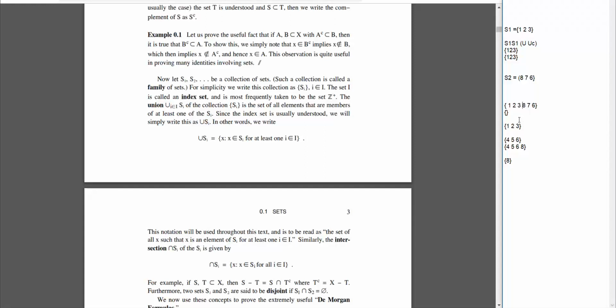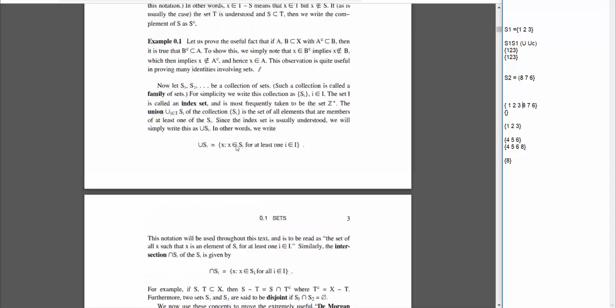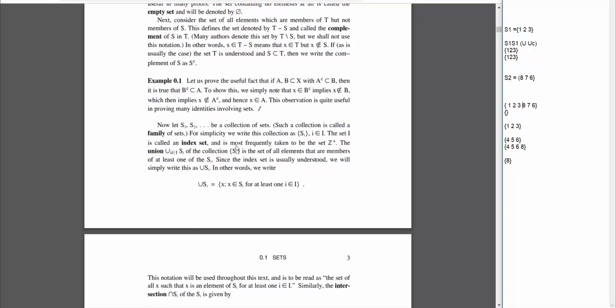But in the intersection, you could have an empty list, and for all, it should be for any element. Furthermore, sets S1 and S2 are said to be disjoint, so an intersection of S1 and S2 would yield an empty set. I think what all of this is doing is just giving us a definition of the union and the intersection. I think it would have been a lot easier.